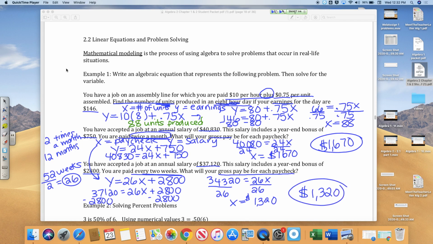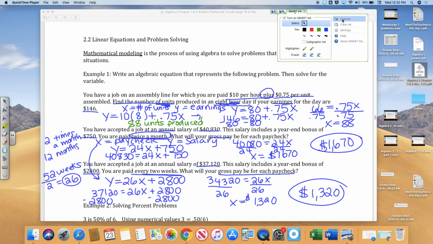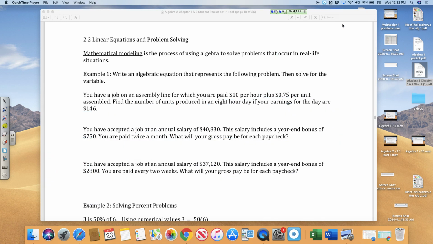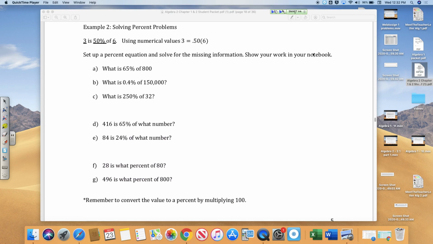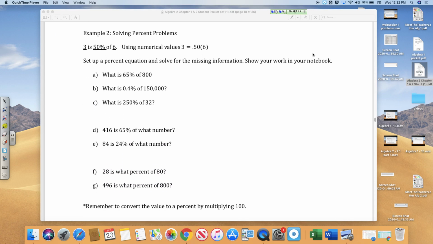So that's using linear equations to solve word problems. Next, what we are going to do is solve some percent problems. So if I scroll down, we have a couple ways to solve percent problems. One way that I'm going to show you is by using a percent equation.